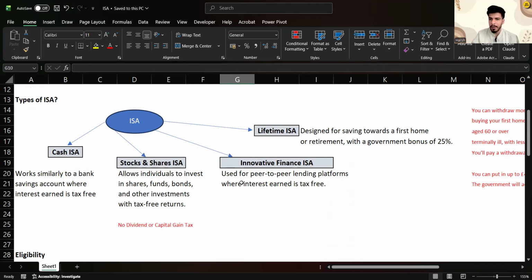So it is riskier than cash ISA, but still, if you earn any dividend or any capital gains from this account, you are not going to pay tax on it.